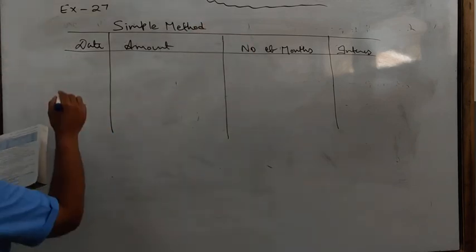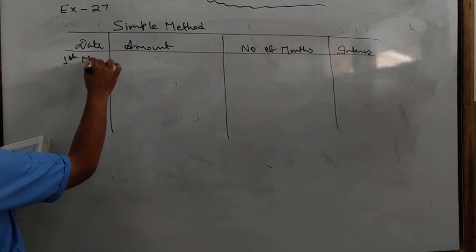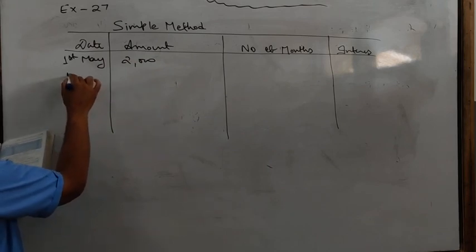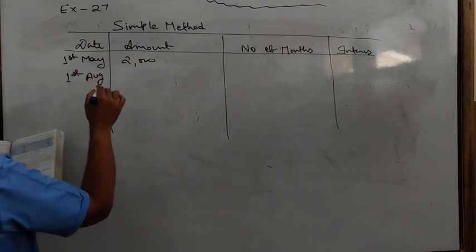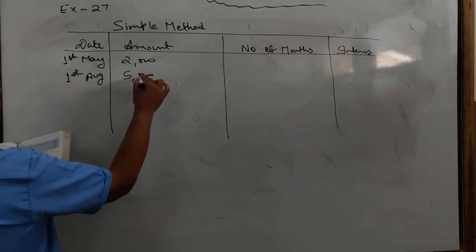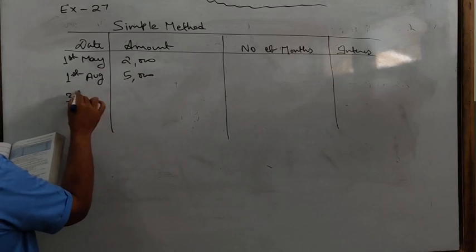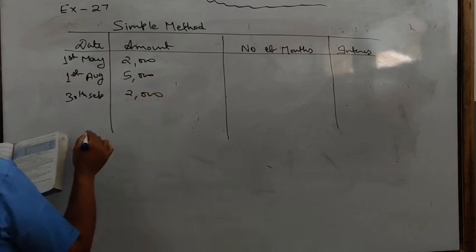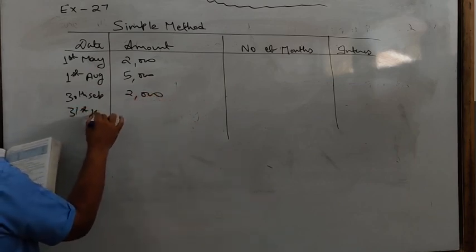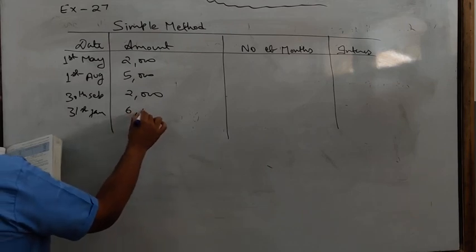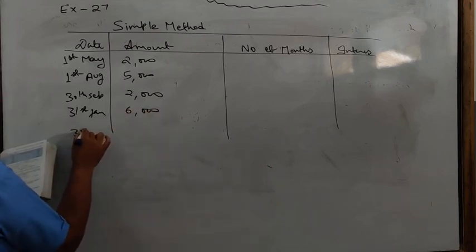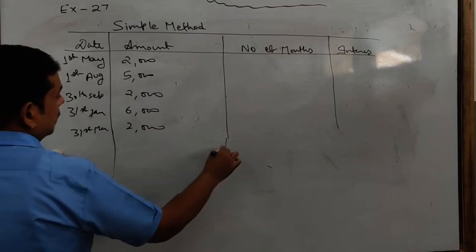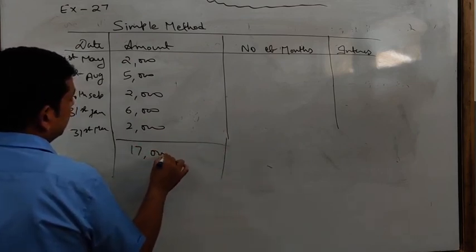Okay. Now see, on 1st May you have withdrawn 2000, then 1st August again 5000, then 30th September 2000, 31st January 6000 and 31st March 2000. Okay, total of this is 17,000.